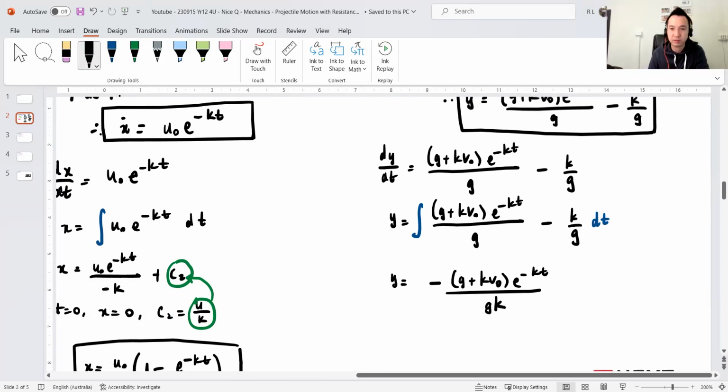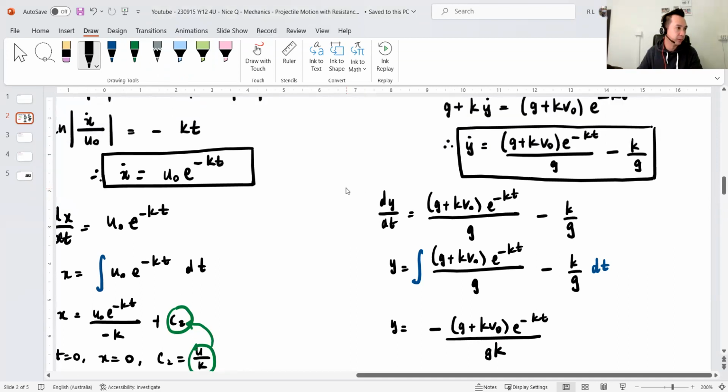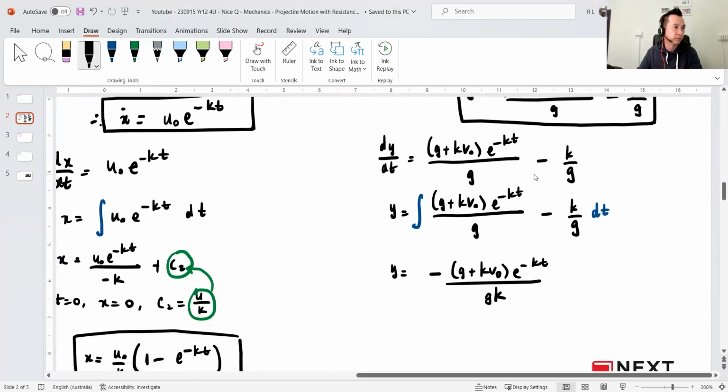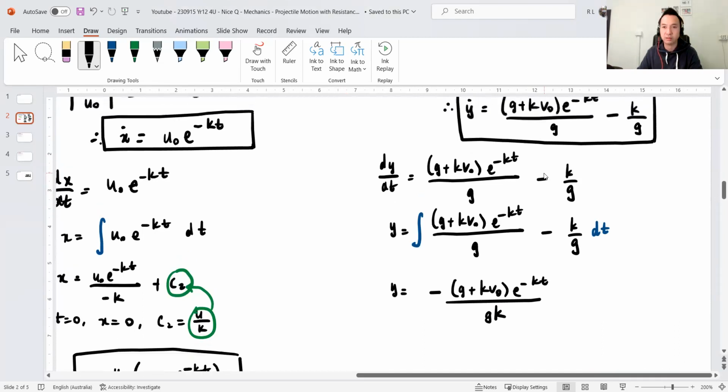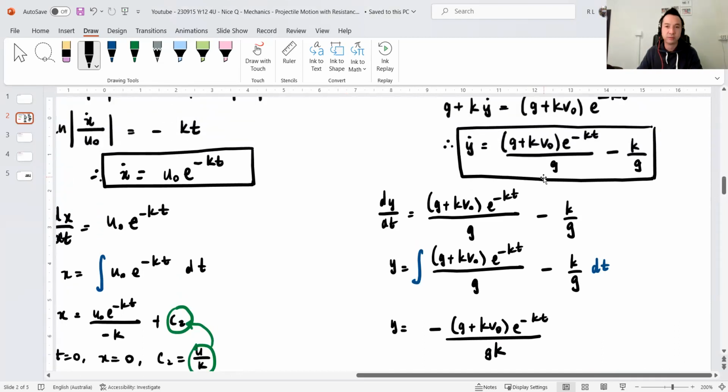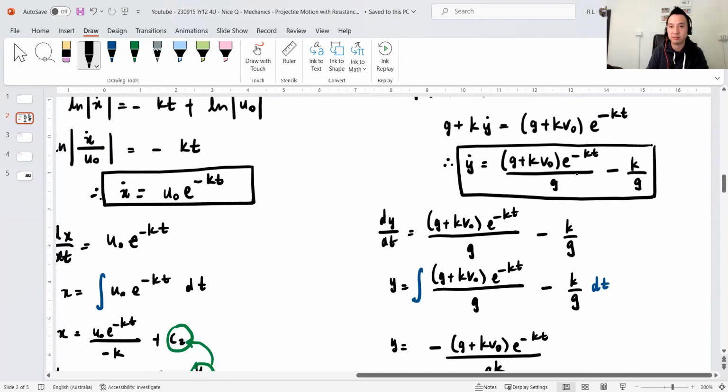Is that right? I think that's right. Let me just check that. Did I do that right? I feel like I'm missing something. Let me check my y dot, make sure that's right. Yep, y looks right. And then dv0. Huh? I'll divide by k. No, I've got this part here wrong, because this one here is minus g on k. Sorry. Yep, cool.